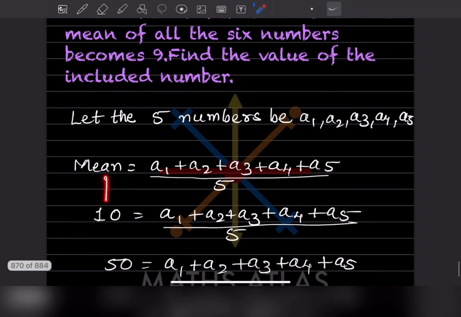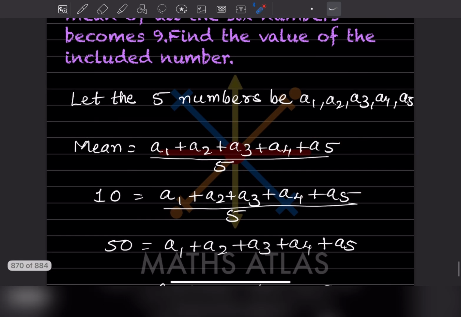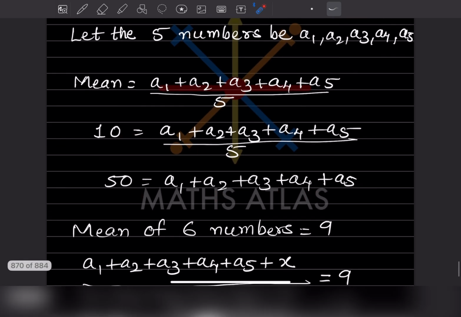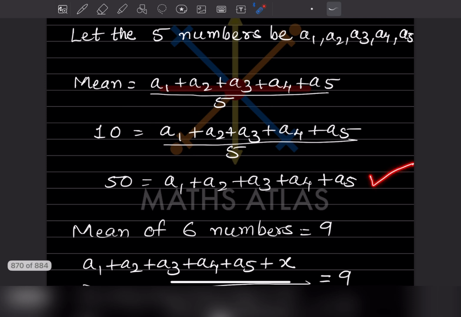So below this now we will write here 10. So (A1 + A2 + A3 + A4 + A5) divided by 5, this will be the same. So if this goes here, that will be 50 is A1 plus A2 plus A3 plus A4 plus A5. So now let us keep this at the side first.